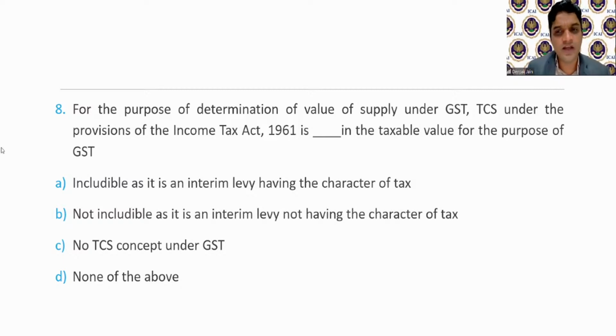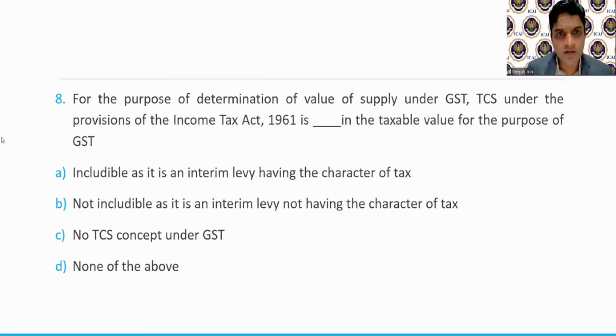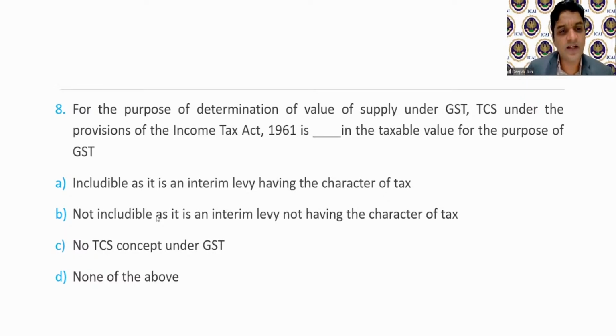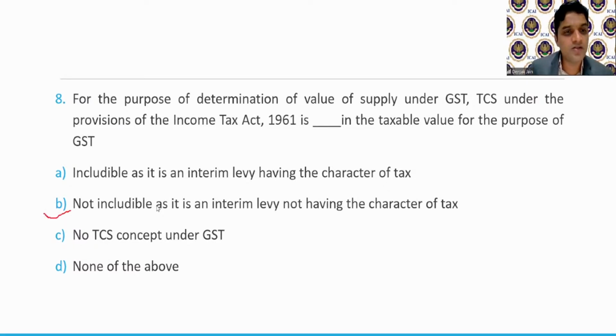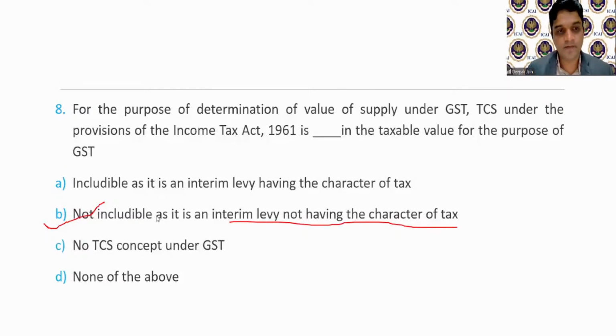Okay. On this eighth one, all of you have given the correct answer and few have said C. The correct answer is B because it is not included as it is an interim levy not having the character of tax. So TCS, why is it not included? Because it does not have the characteristic of a tax in it.